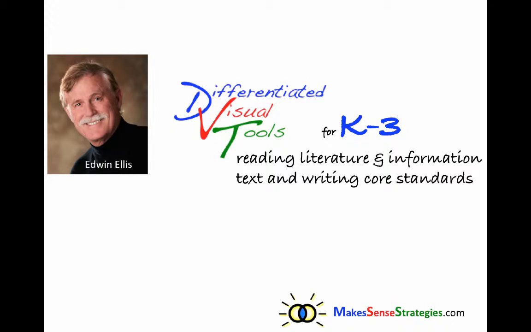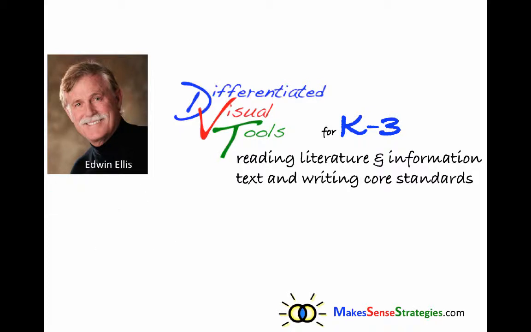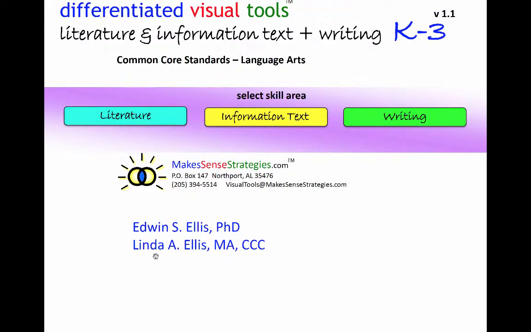I'm Edwin Ellis. I'm one of the co-authors of the Strategic Instruction Model that was developed at the University of Kansas Center for Research on Learning. In this video, we're going to take a look at the differentiated visual tools for K-3, which was designed for teaching the Common Core standards associated with emerging literacy, specifically those associated with reading literature and information text, as well as emerging writing. The instructional resources in this program are divided into three areas: literature, information text, and writing.